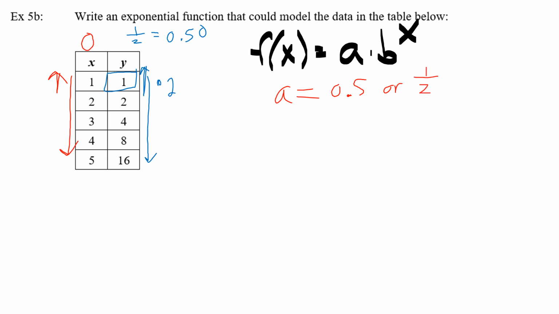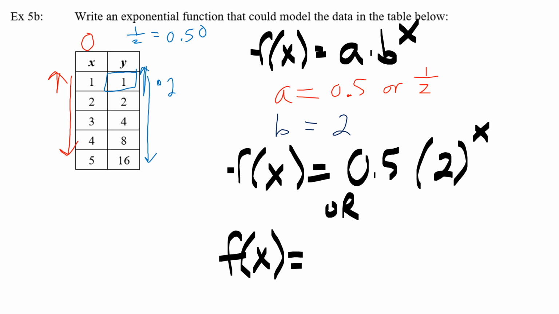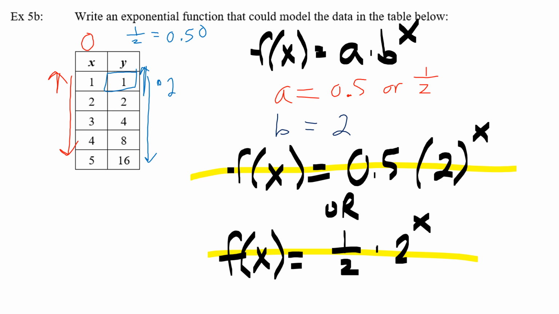They're equivalent. And then b is your growth factor. In this case, we're multiplying by 2, so it'll just be 2. So we can write this as f of x equals a, if you want to do it as a decimal, 0.5, times 2 raised to the x. Or I could write it as f of x equals the fraction 1/2 times 2 raised to the x. These are actually both the same exact answer. One just has a fraction, the other one is a decimal. They both mean the same exact thing. They're both equivalent.